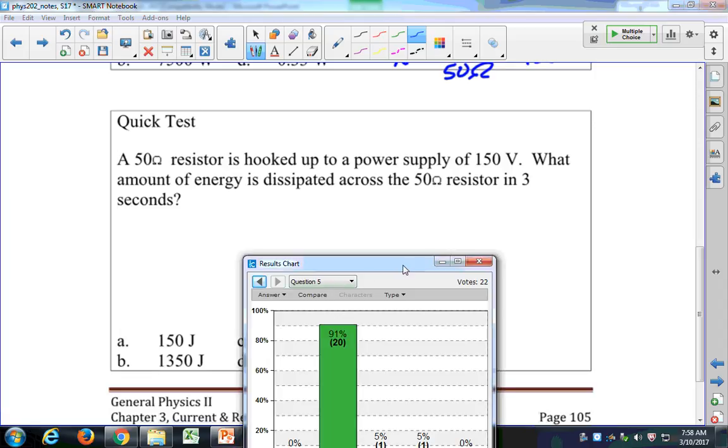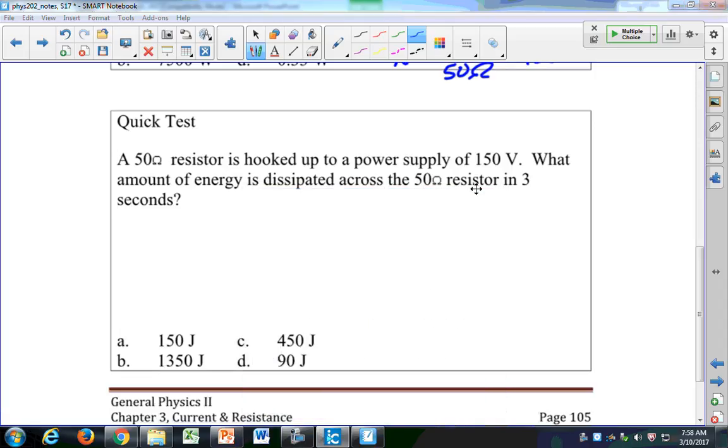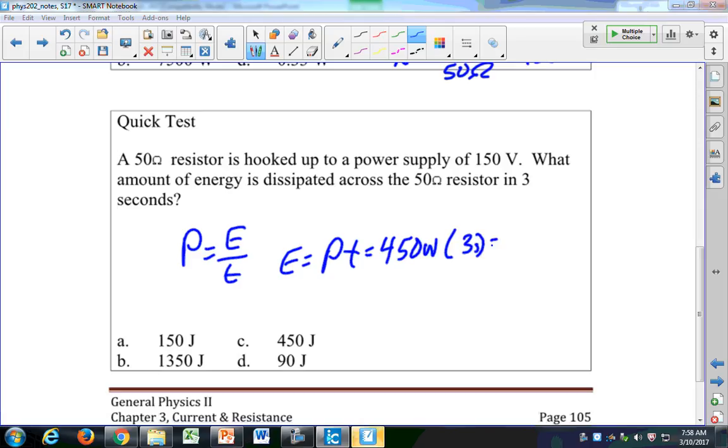Okay, good. B is right. Our energy, power is energy over time. So our energy then is power times time. We've already found that that's 450 watts times 3 seconds. That's equal to 1350 joules.